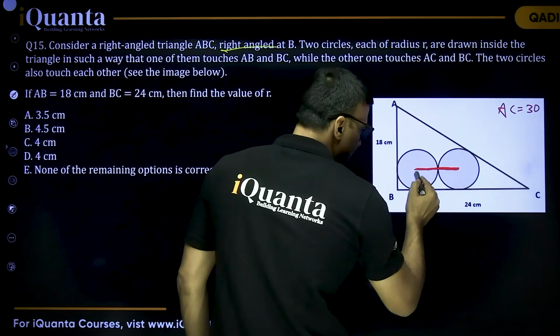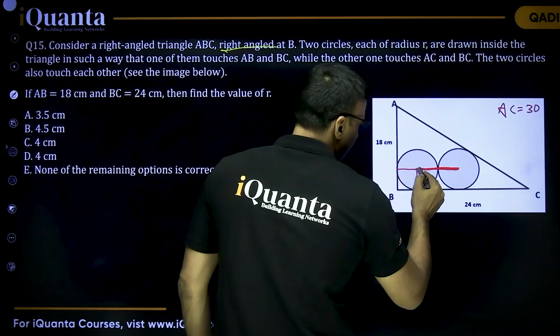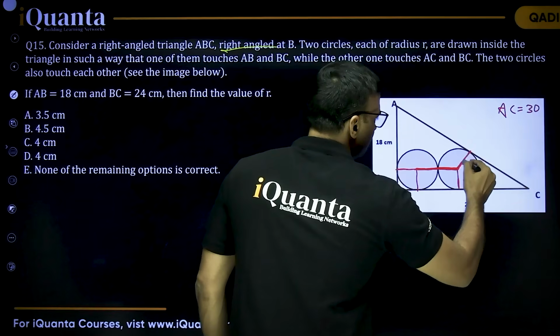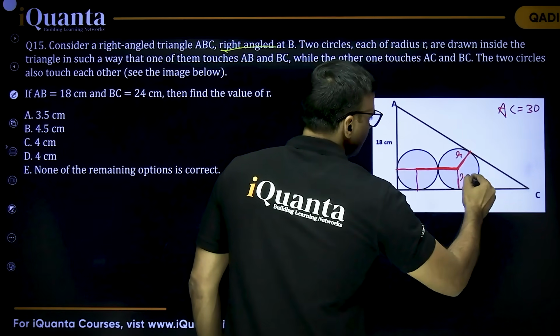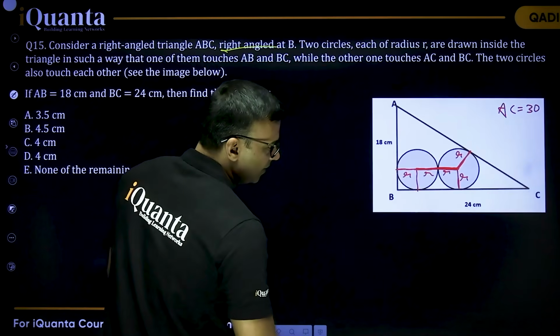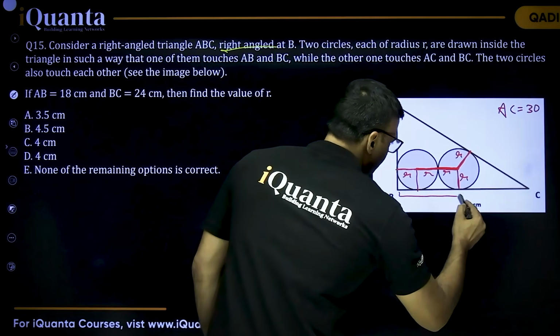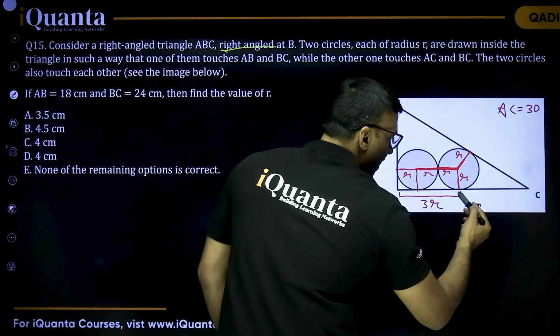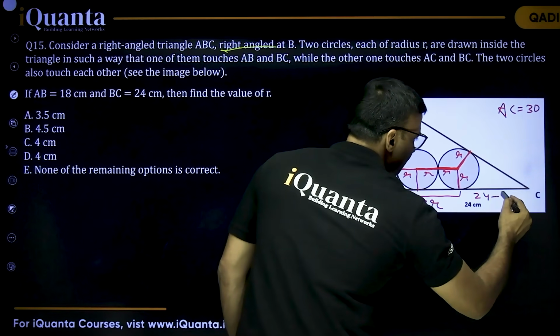Now, this is a tangent, so draw a perpendicular, this will be the radius. Okay? So, all these lengths are known. Now, look at it closely again. This entire length from here to here is r plus r plus r, 3r. So the remaining length will be 24 minus 3r.